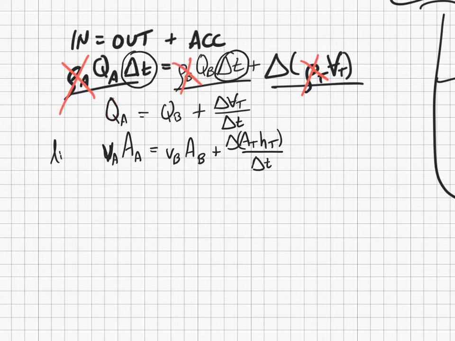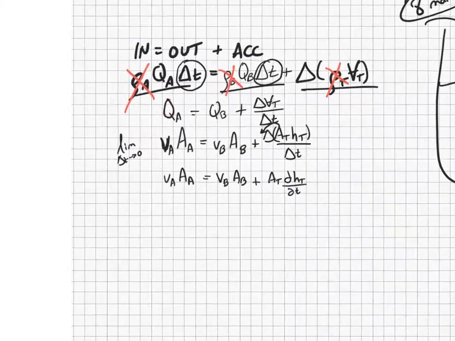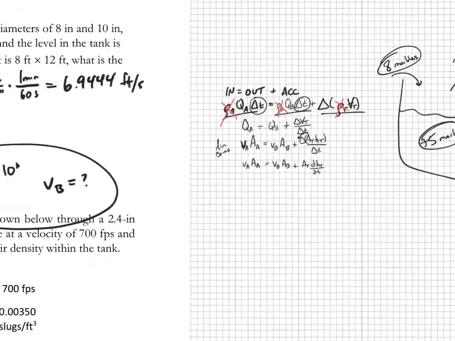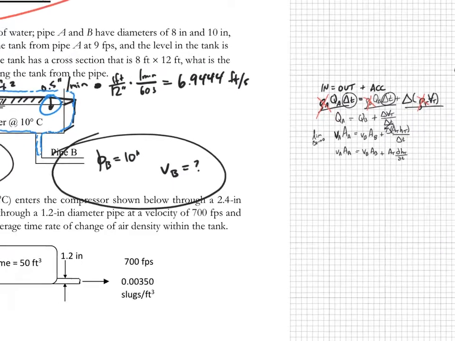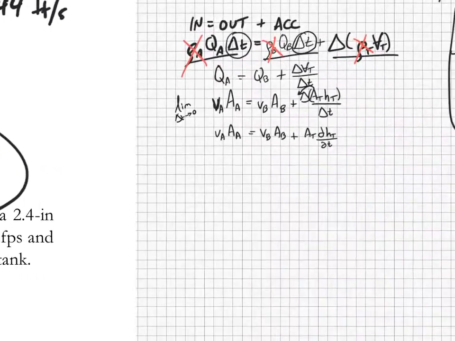And now we'll take the limit of this as delta T goes to 0. And so I get VA AA equals, I'm going to take this AA and pull it outside, VB AB plus AT dHT/dt. So now we just need to plug in numbers. I'll probably pause it while I do that.